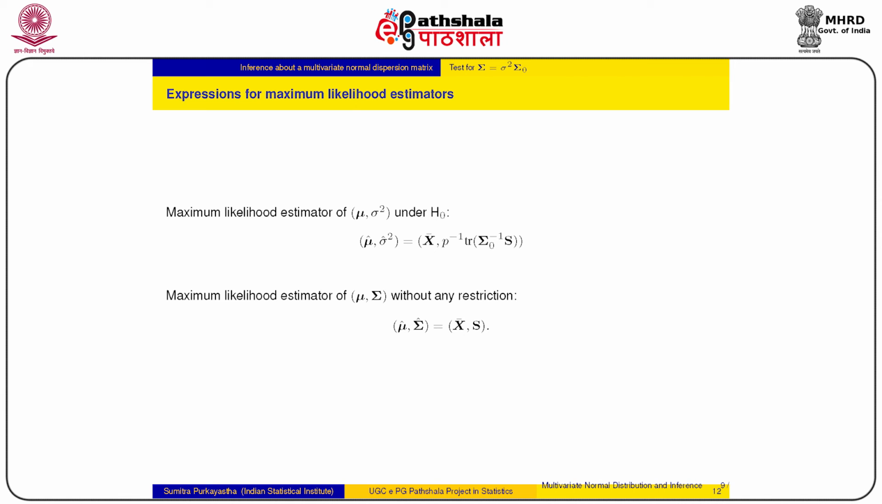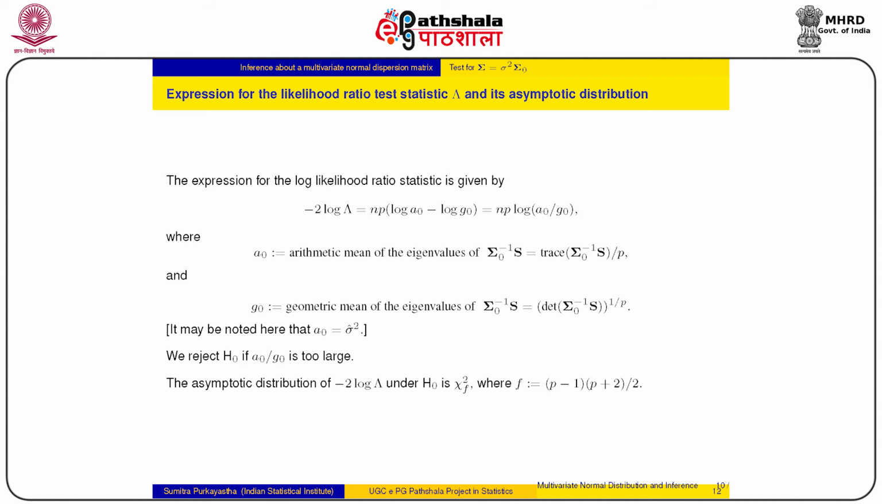Under H0, that is when sigma is of the form sigma squared times sigma naught, where sigma naught is a known p cross p positive definite matrix and sigma squared is a strictly positive unknown quantity, and mu, the population mean vector, is unknown, the maximum likelihood estimator of mu, sigma squared is x bar, trace of sigma naught inverse S divided by p. And when there is no restriction on the parameters mu, sigma, the MLE is given by x bar, S. This is the background knowledge.